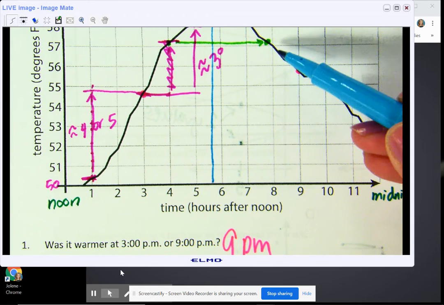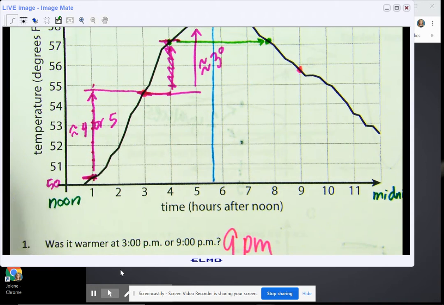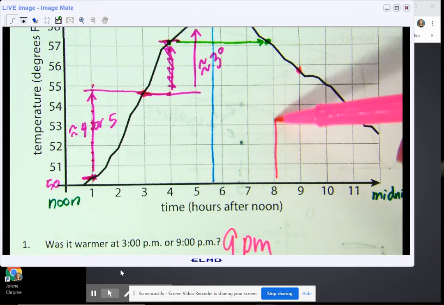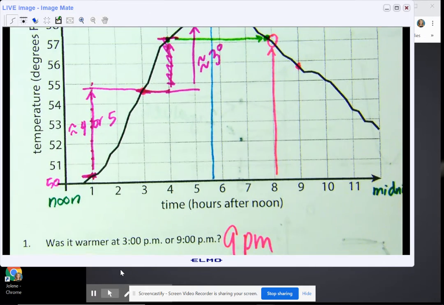And look up and see what the temperature would be, because the temperature is y, that's our output, right? So when the input is 8, what's the output, Carlos? 57? What do you guys think? You agree? I do too. So at 8 p.m., the output is about 57. Actually, it looks like it's exactly 57.